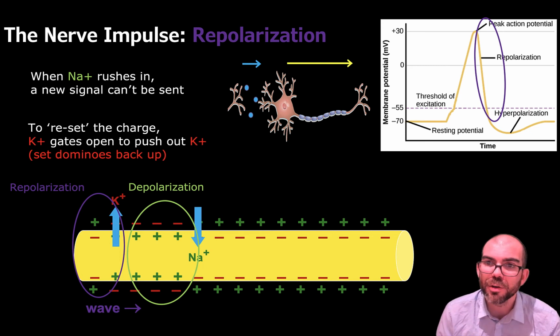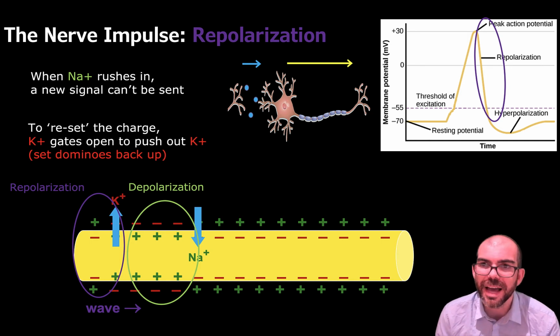And on our graph, you can see we've gone all the way up to positive 30 millivolts with the action potential as it propagated down the axon. But now with repolarization, we're going back down to around negative 70 millivolts.